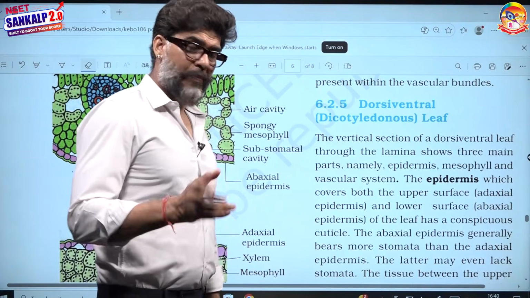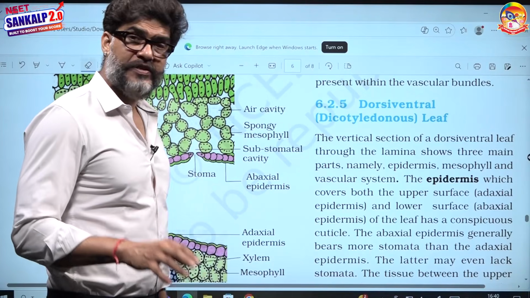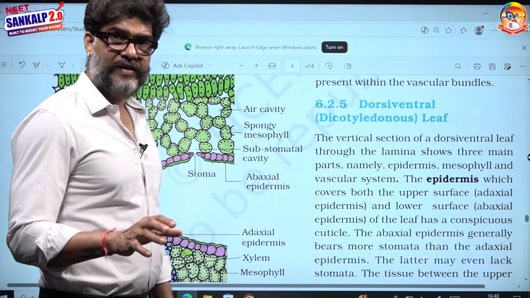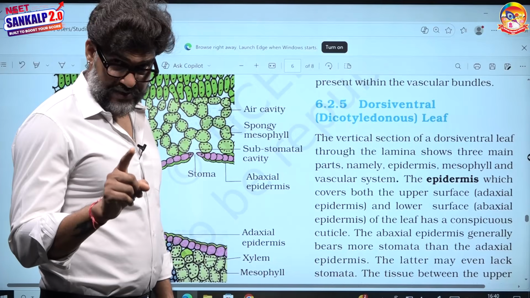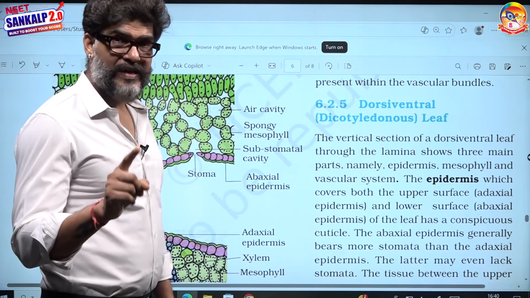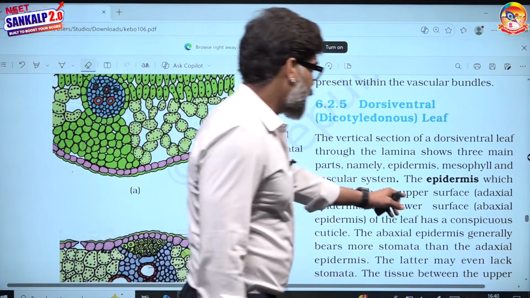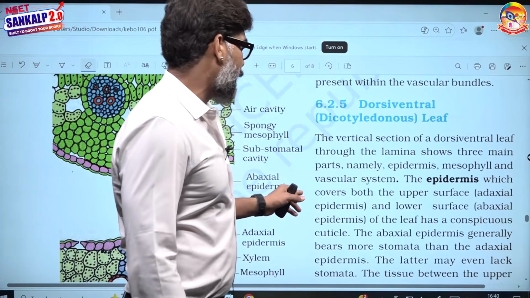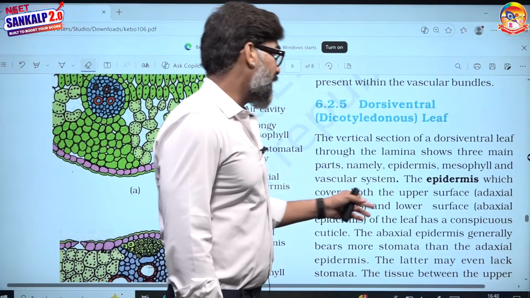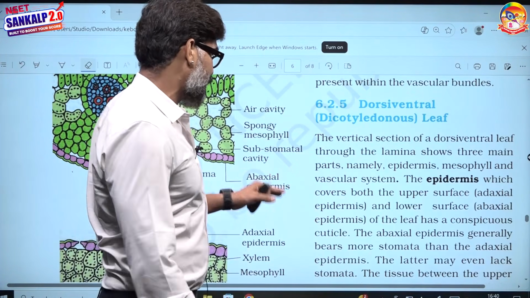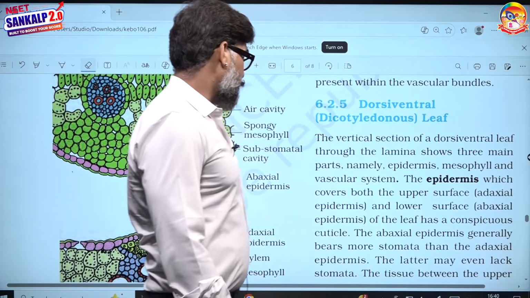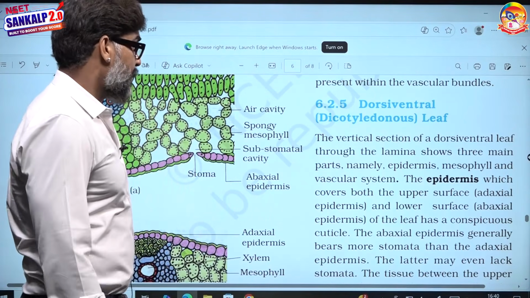Epidermis covers both the upper surface and lower surface. Upper surface means adaxial, adaxial means ventral. Abaxial means dorsal. So the upper surface means adaxial, that is the ventral epidermis, and the lower surface means abaxial, the dorsal surface of the leaf, is conspicuous and remains covered with cuticle.